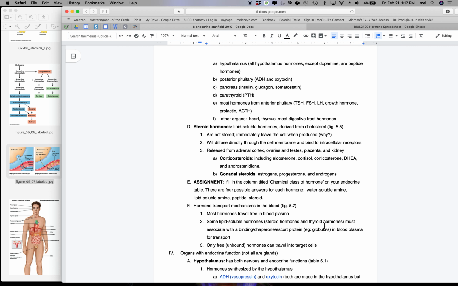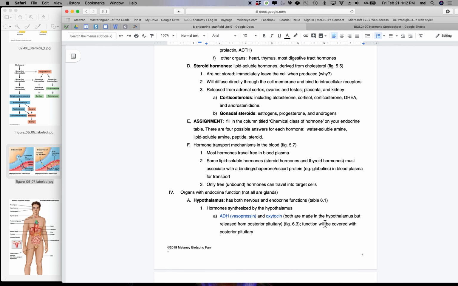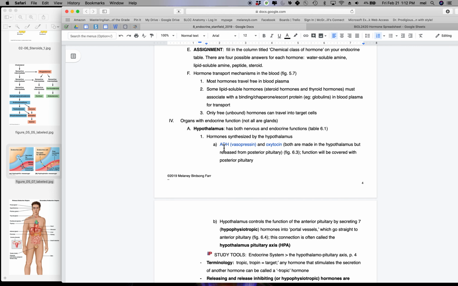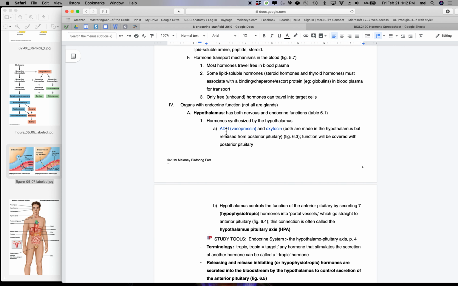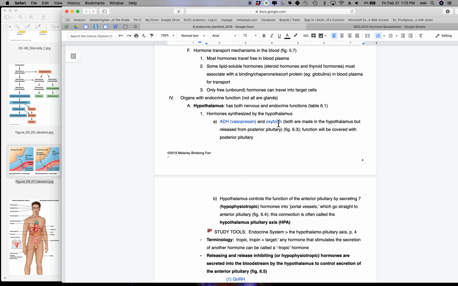Okay, so first off, let's rummage through your notes just a little bit. What I went back and did just the other day, because I thought it would make it easier for you to find, is that the actual hormone names are in blue now. So the hypothalamus hormones are going to be in blue, but these two actually don't go with the hypothalamus. They're made in the hypothalamus, but they're secreted elsewhere. So I'm just going to tell you that those don't go under hypothalamus. They will go under posterior pituitary.